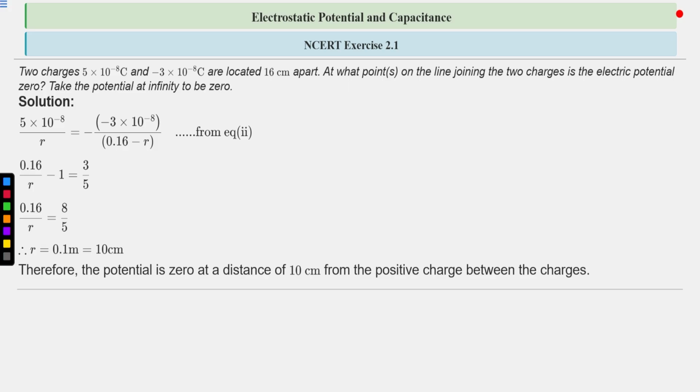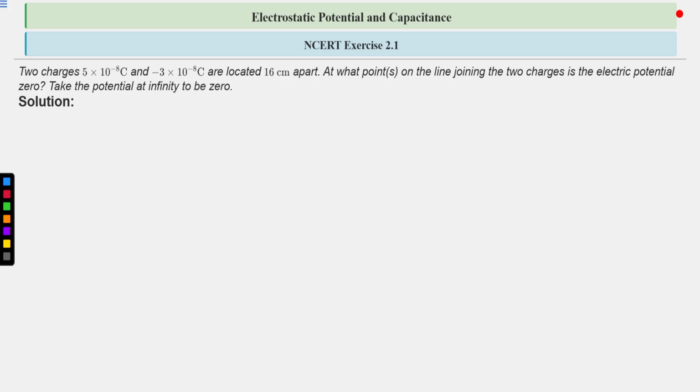So P point is at a distance of 10 centimeter from Q1, and it is between both charges, because the separation between both charges is 16 centimeter. So it is between the two charges, at 10 centimeter from Q1 and at 6 centimeter from Q2. Therefore potential is 0 at a distance of 10 centimeter from the positive charge, between the charges.